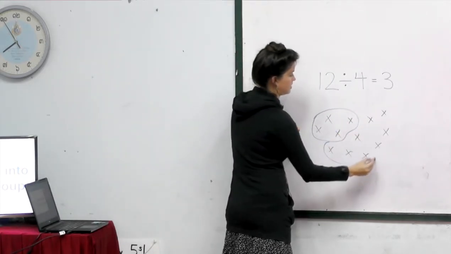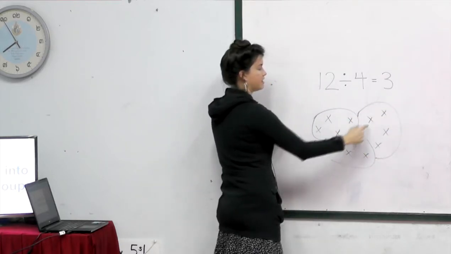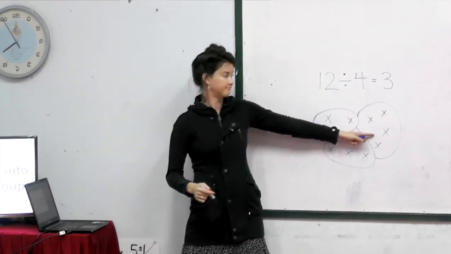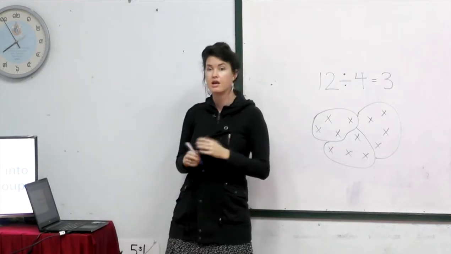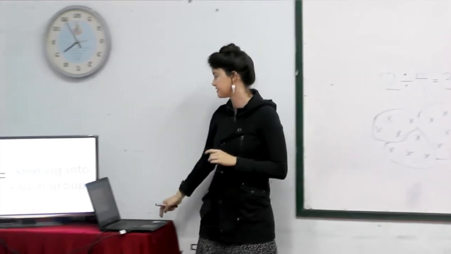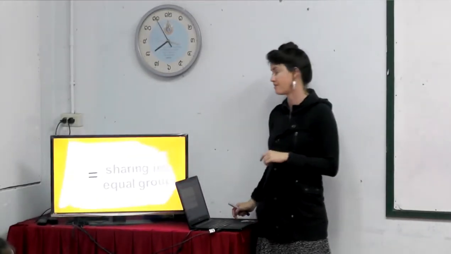1, 2, 3. I have 3 groups of 4. Does every group have 4 in it? Yep. So those are equal groups. And today we're going to talk about when things are not in equal groups. So we're going to see what happens with that. So far we've only been talking about equal groups, and we'll see what happens when we have unequal groups.